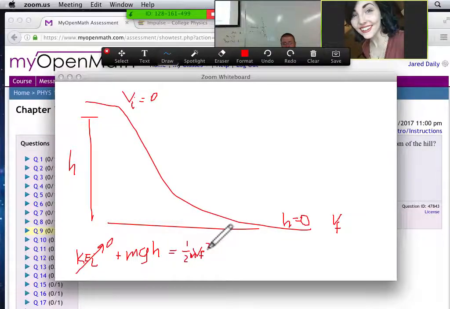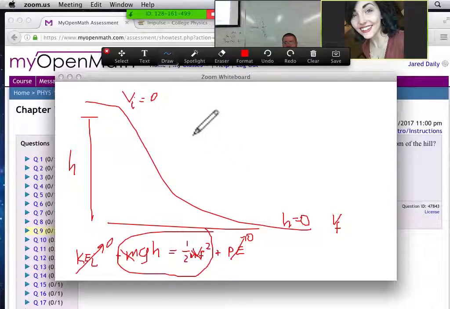Final squared, there we go. And our potential energy at the end is 0, because our height is 0 at the end, right? So we end up solving this equation for V final. The m's cancel out because there's one on each side. And then you end up solving this equation: gh equals V final squared over 2. So if I multiply both sides by 2, and then take the square root of both sides, that's my equation right there.